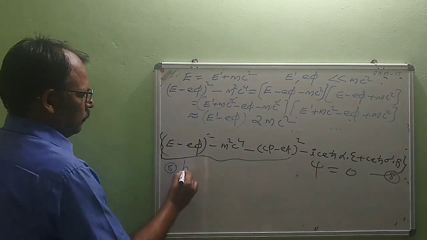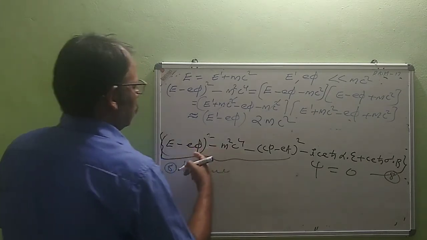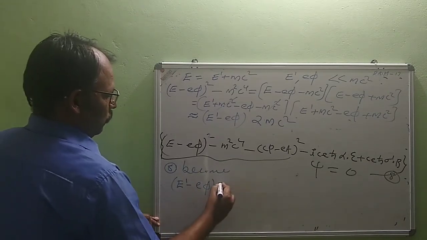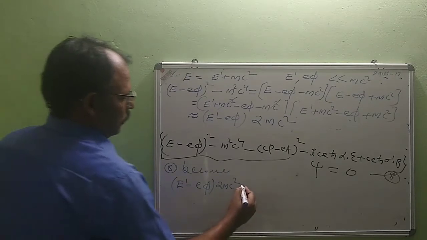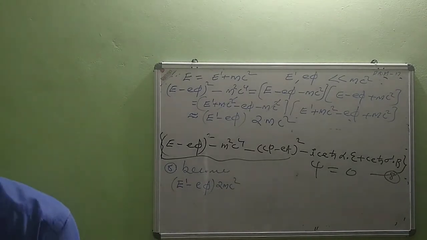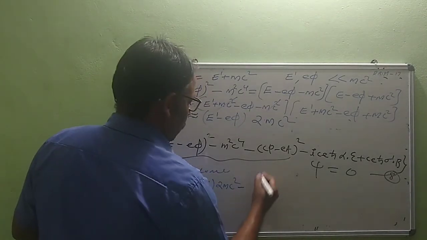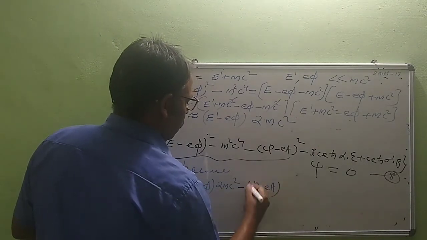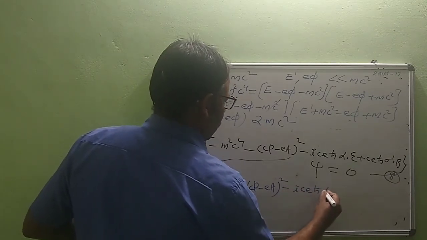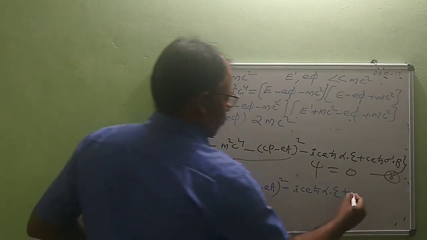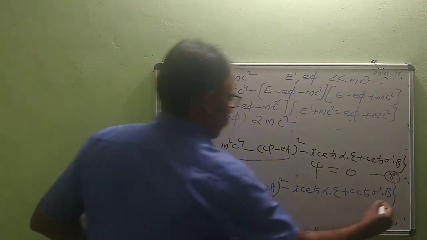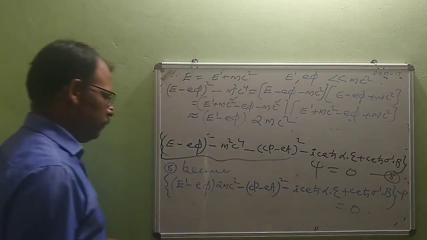So equation 8 becomes, I am replacing the first two terms by (E prime minus E phi) into 2mc square, then minus (cp minus eA) the whole square, minus ice h bar alpha dot E plus ce h bar sigma prime dot B, operating on wave function psi is equal to 0.